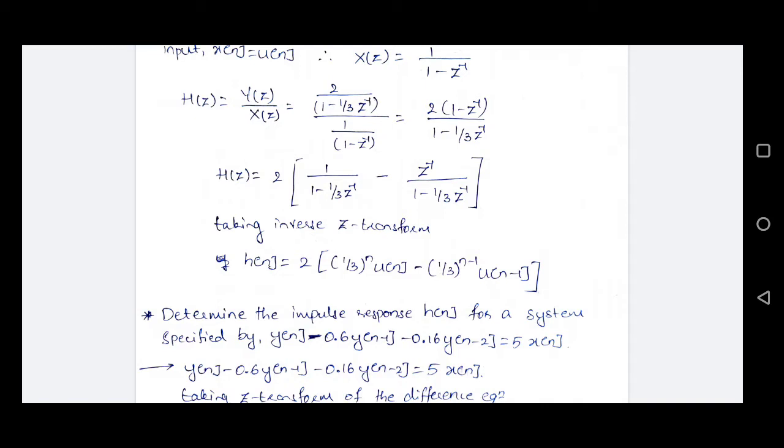of n minus 1. Now the second term here is different because it is multiplied by the z inverse. In the numerator we have z inverse, which is a delay element. So 1 divided by 3 to the power n u of n will be delayed by 1 unit, and that delay will be represented in the power by writing n minus 1 and u of n minus 1. So this is the impulse response for the system described by the given difference equation.